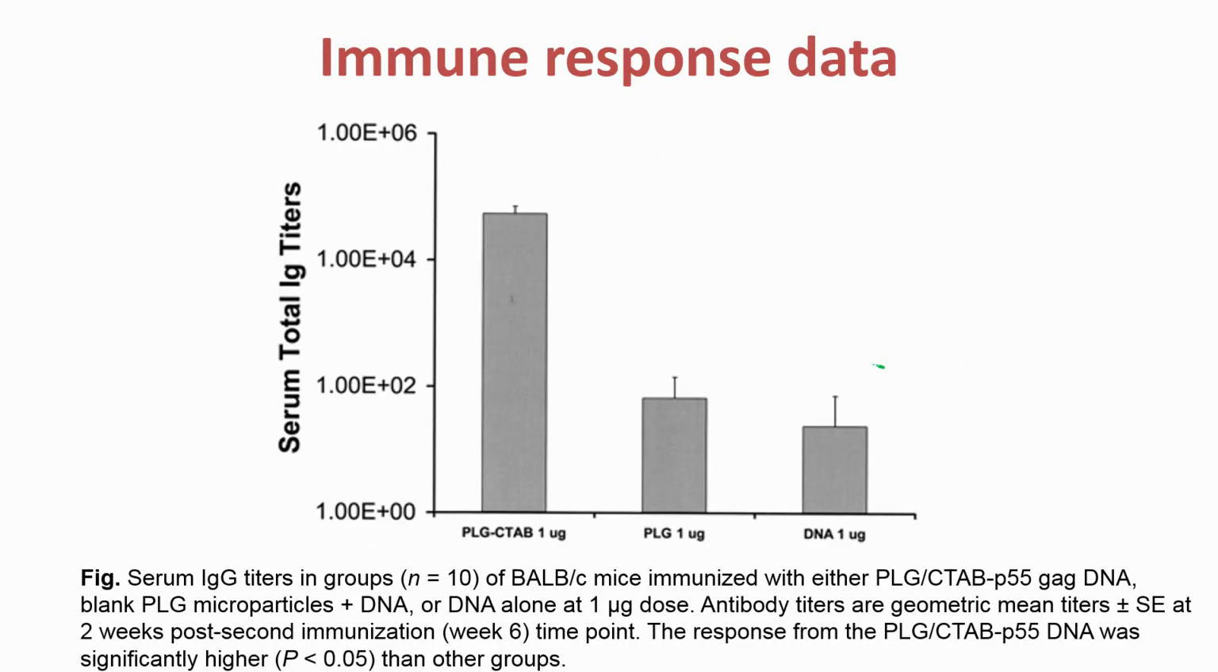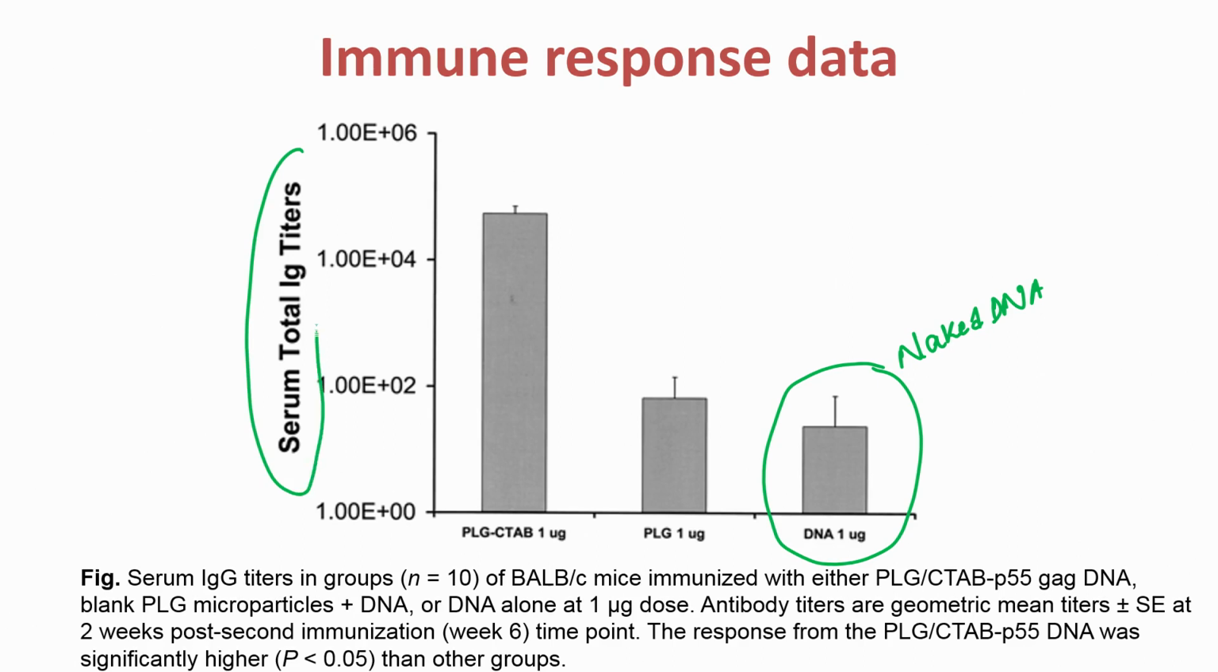And then here is the immune response data. Again, this is what we are trying to see, whether this enhances the immune response. If you give just the DNA by itself, so this is again naked DNA, you see some amount of antibodies being produced against your antigen that is being coded by this DNA. If you give just the PLGA particle without the cationic surfactant, so this is PLGA plus DNA, you see a little bit of enhancement, but not really even close to what you want. I mean, remember this is log scale.